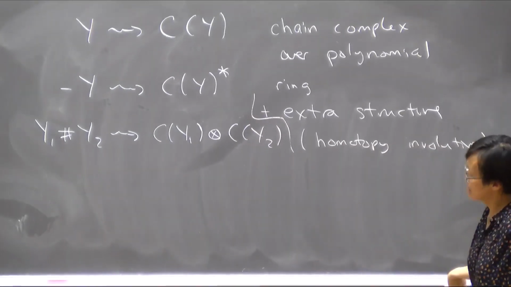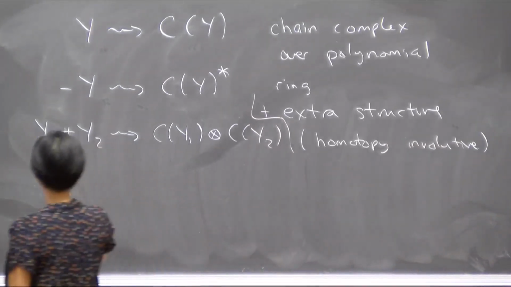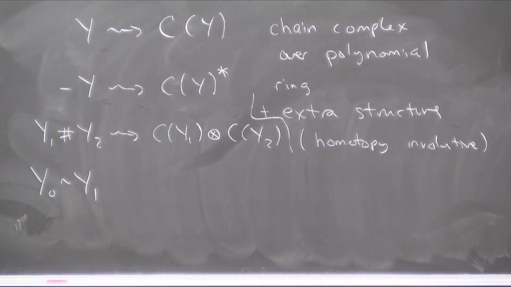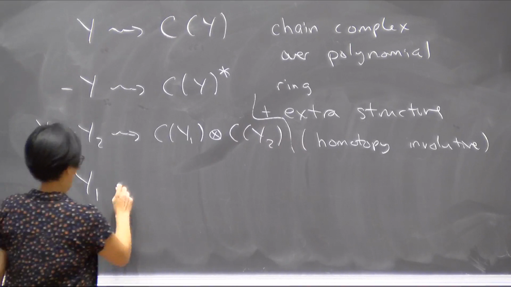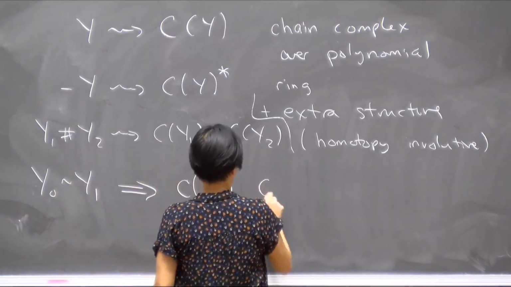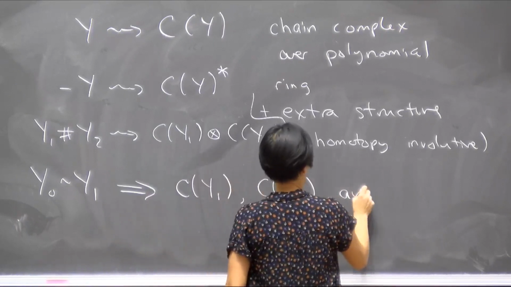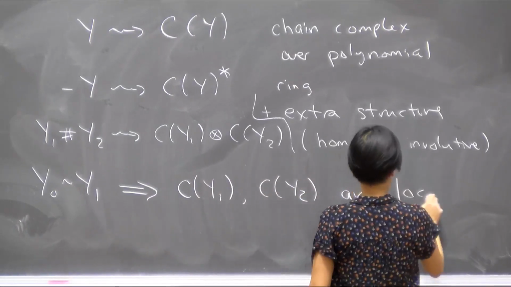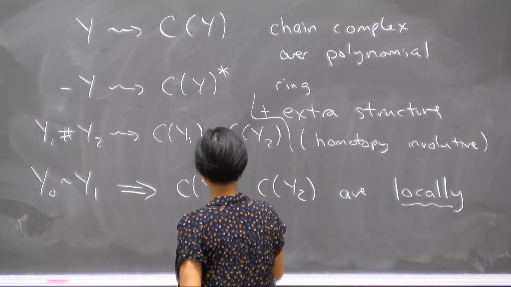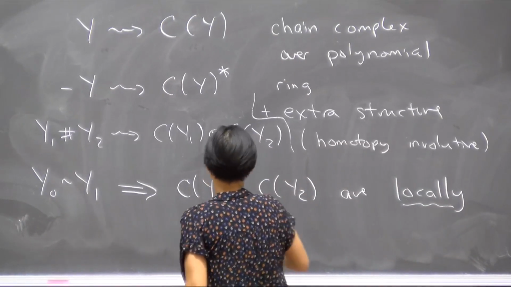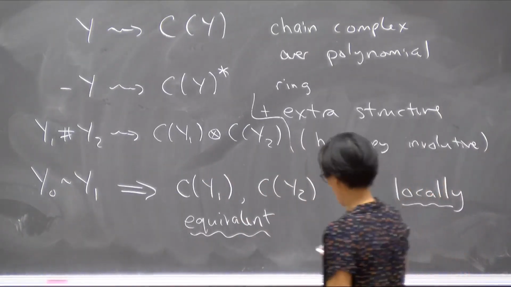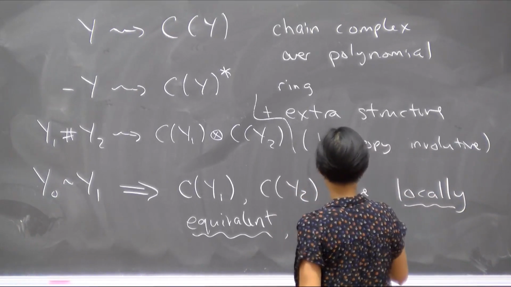And then lastly, if you have two 3-manifolds that are homology cobordant, you'd hope that their chain complexes are related in a nice way, and they are. Their chain complexes are what's called locally equivalent. This is an equivalence relation on chain complexes. It's weaker than chain homotopy equivalence. I'll denote this with a twiddle.